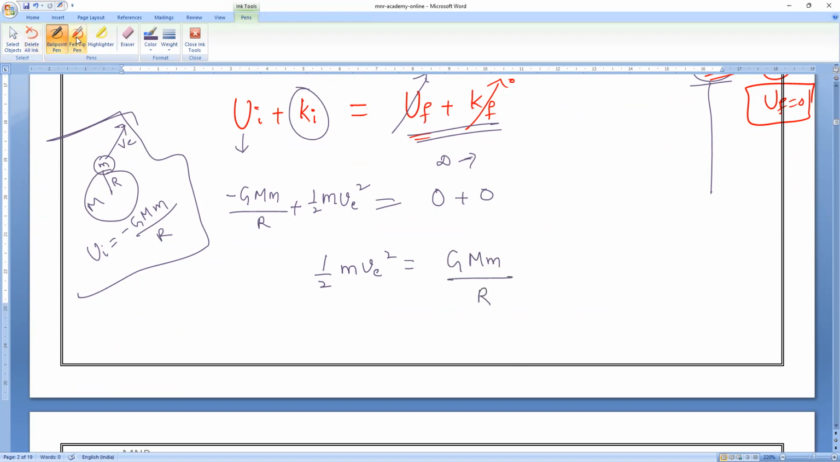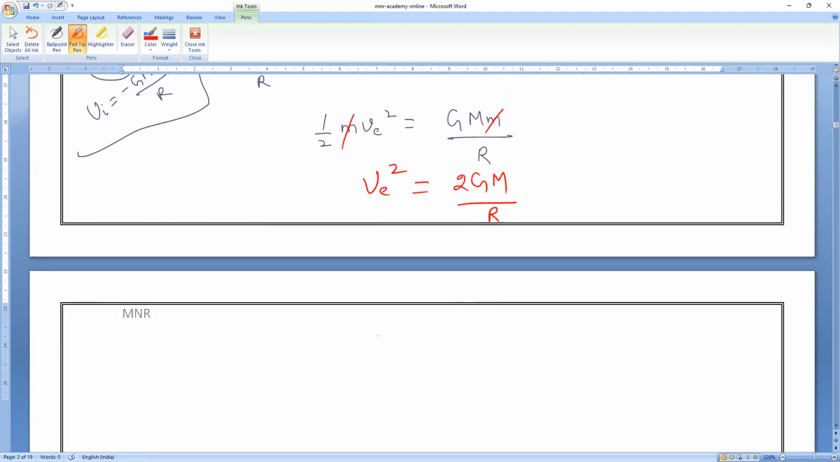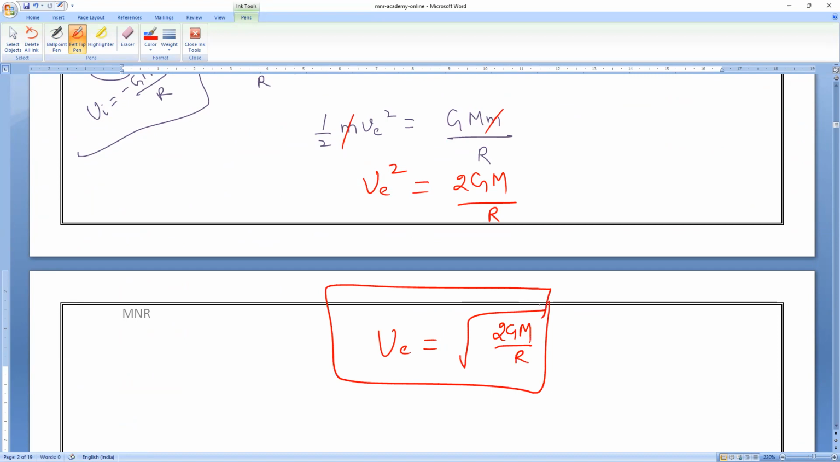by R. Now what will happen, everybody? Small m will get cancelled and 2 will come to this side. So the escape velocity square is equal to 2 into capital G into capital M divided by R. Now, from that I will write escape velocity is equal to root over 2GM by R. This is the most important and very popular formula for any planet. This is the escape velocity formula.